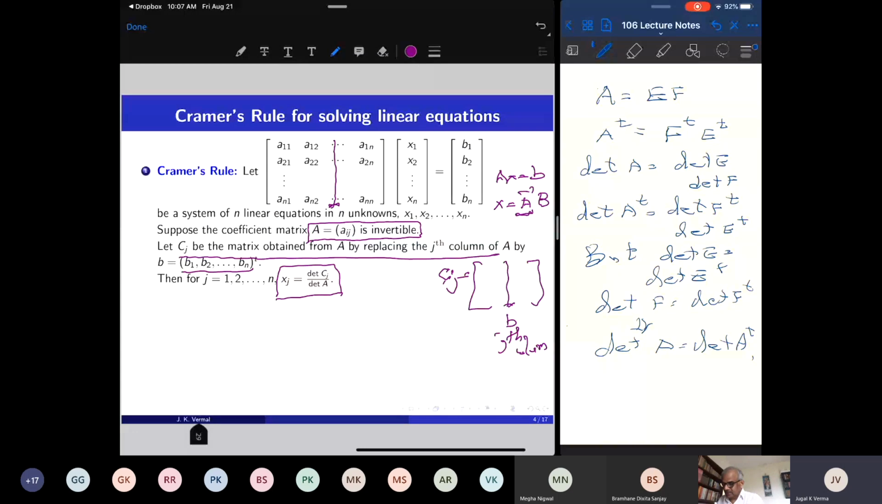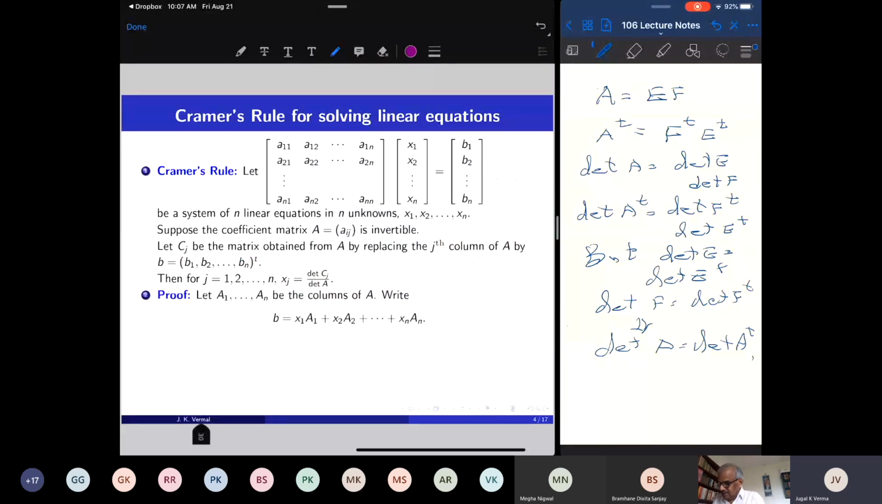Okay, let's prove this. So suppose A1 up to An are the columns of A. Then we write Ax.